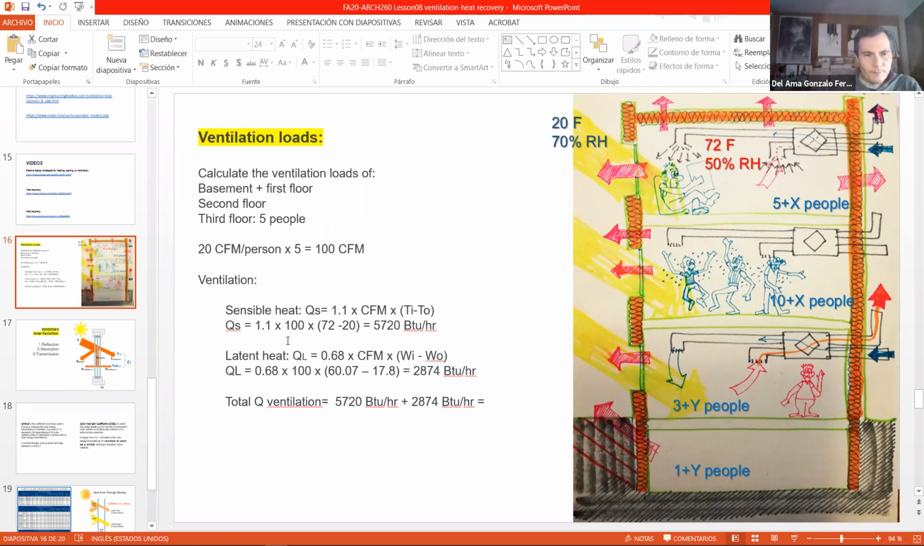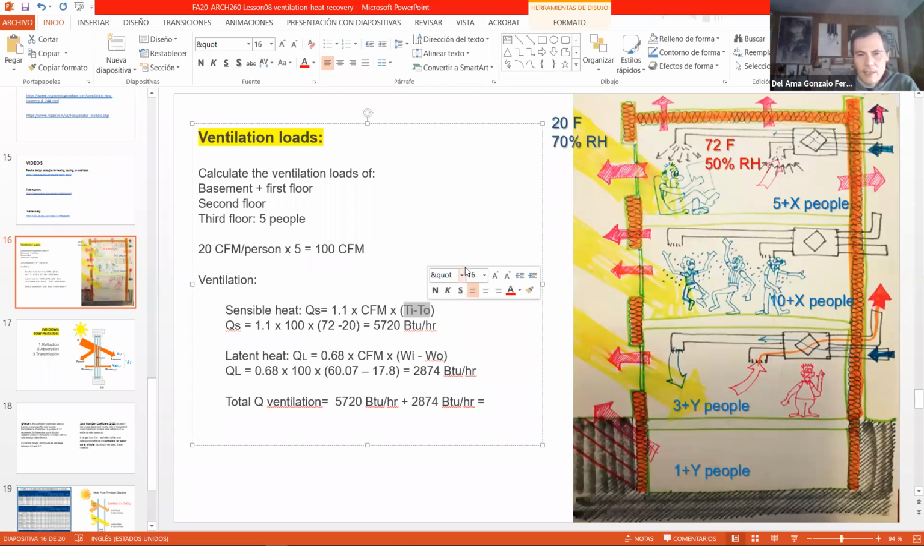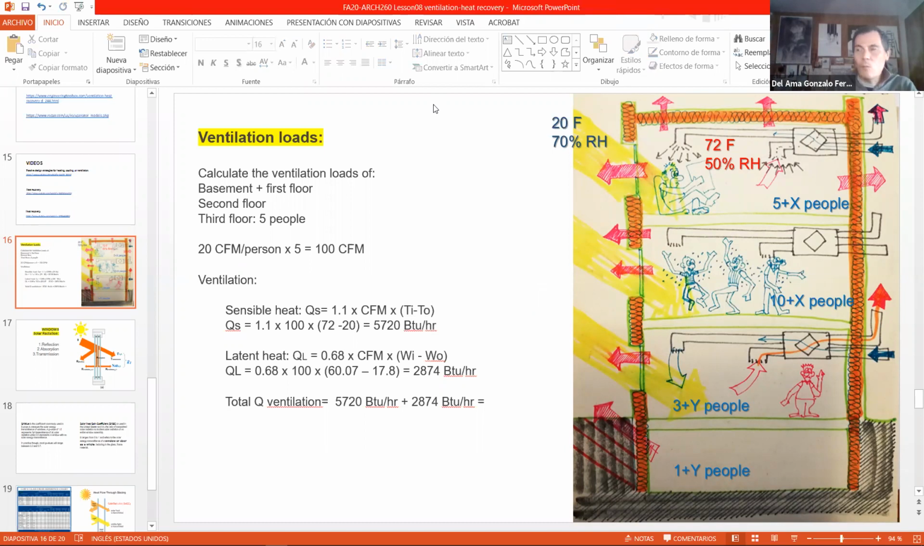Okay. So we have to calculate these ventilation loads. And again, there will be a number, but we can improve this number, especially because as you can see, it depends on the number of people. The difference between indoor and outdoor temperature is always the same, regardless of the building. We can have a mall with 10,000 people, or a single family house with only 4 people living there. So the difference between indoor and outdoor temperature is going to be the same.